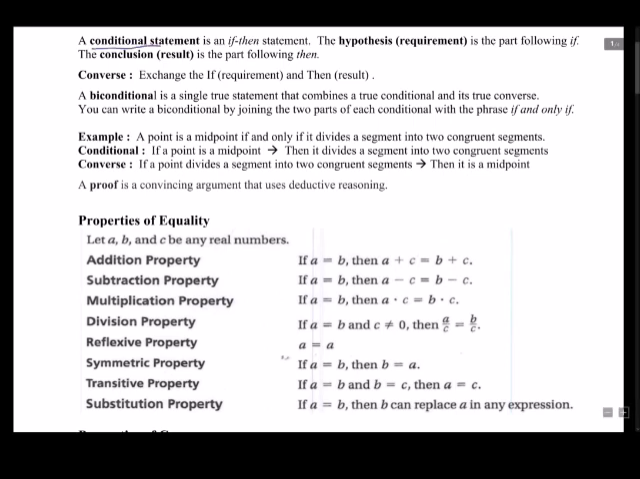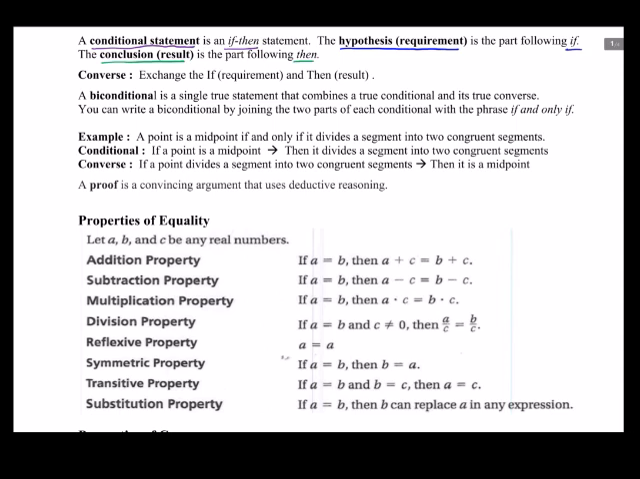A conditional statement, we have seen these in all of our postulates and theorems so far, is simply an if-then statement. Our hypothesis, or the requirement, is the part that goes with the if, and our conclusion, or result, is the part that goes with then.